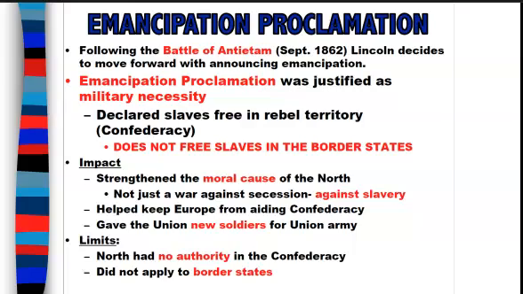It does have some limits. The North had no authority in the Confederacy, so all those slaves that were freed in the Confederacy aren't really freed. And it does not apply to the border states, because Lincoln doesn't want to lose those. He's worried that the border states will be mad about that, so he doesn't want to lose them, so it does not include them.